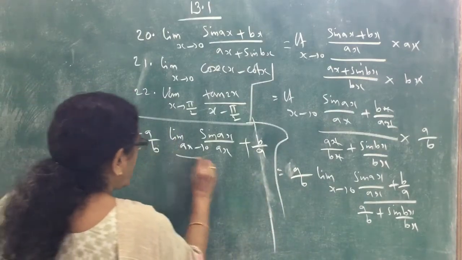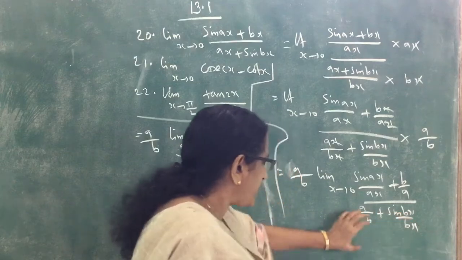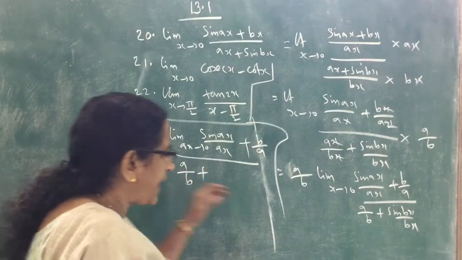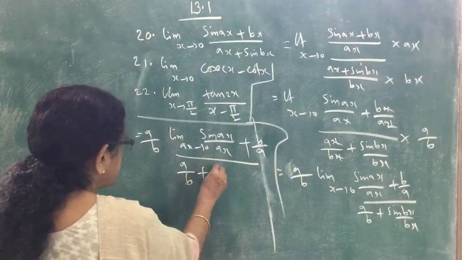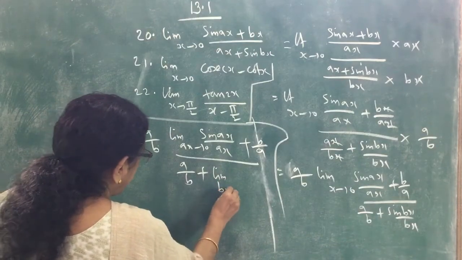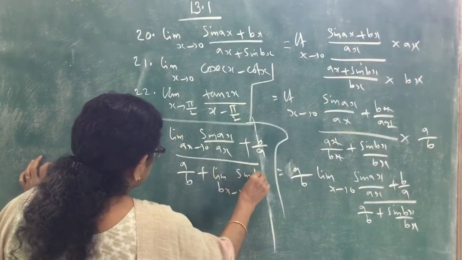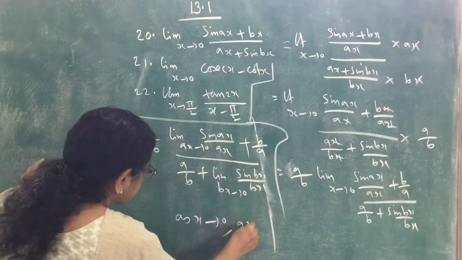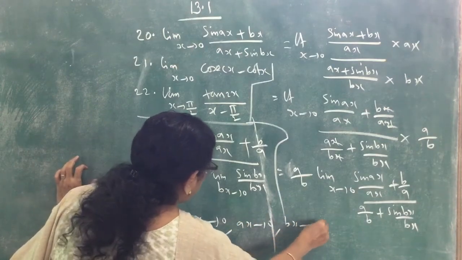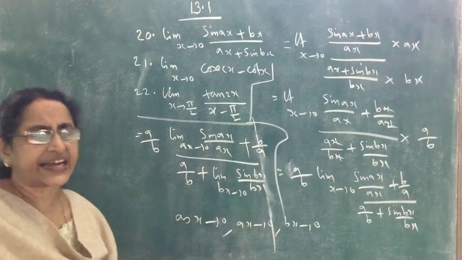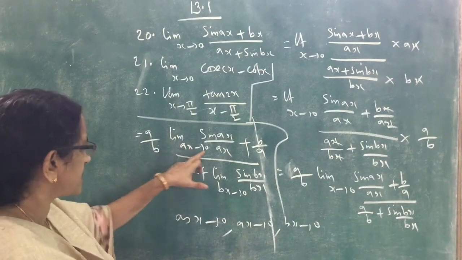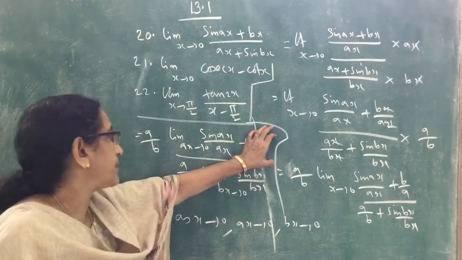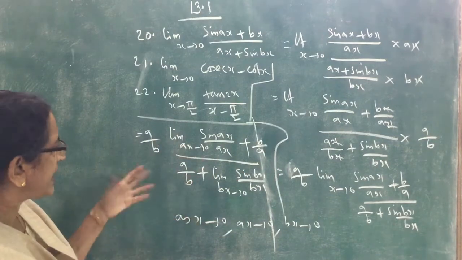Now divided by the denominator. Apply the limit for each term. When we apply the limit for a by b, we get a by b itself. So a by b plus, and for this term we write the limit as bx tends to 0 of sin bx divided by bx. Because as x tends to 0, ax tends to 0 and bx tends to 0. So here we write the limit as ax tends to 0, and here the limit as bx tends to 0. Since it is a constant, when we apply the limit, we get the same thing. Now directly we can write the answer.